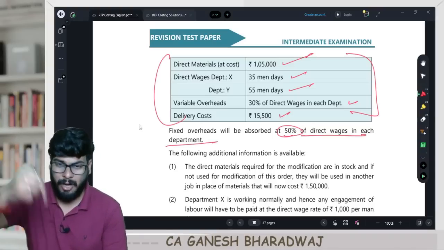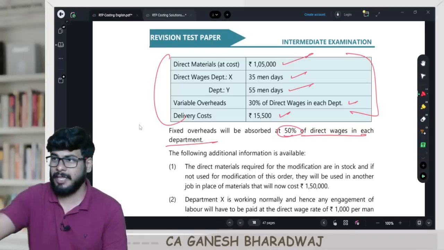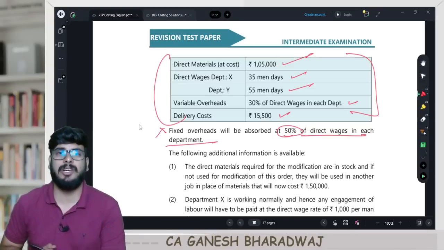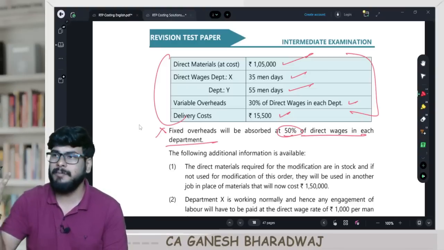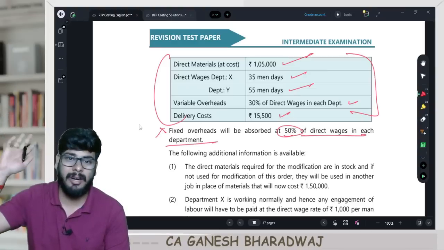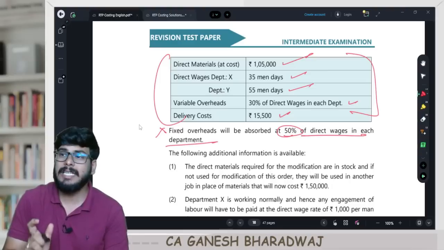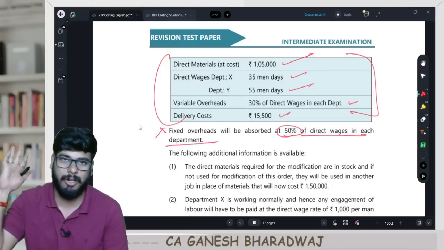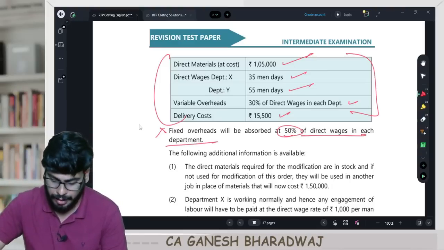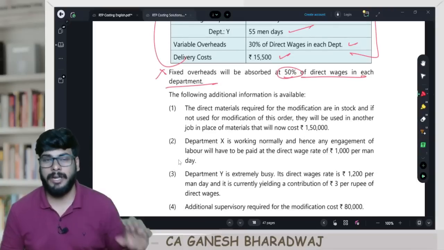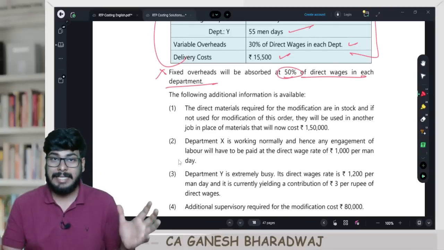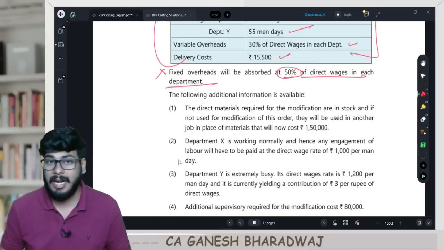Now you tell me, for the purpose of this decision, whether to sell to him or not, is this relevant? Absolutely not. Absorption of fixed overheads is not required, because whether I go for this order or not, it will anyway be incurred. It is not specific to this particular decision making, hence I will ignore it. Next, the following additional information is available. Now guys, this is where the question becomes very interesting. This is where the core concept of relevant costing comes in.